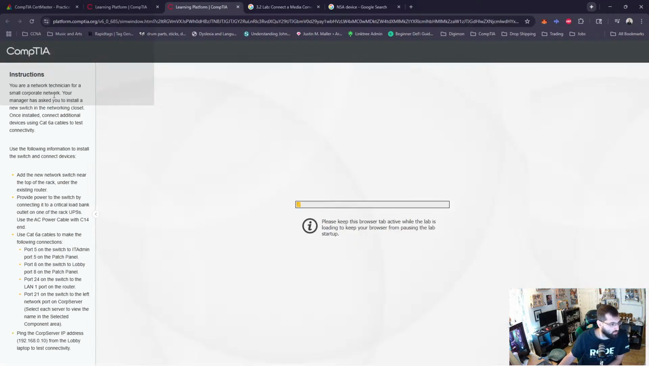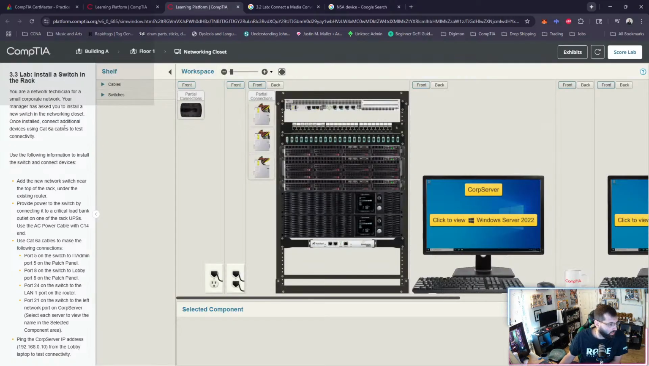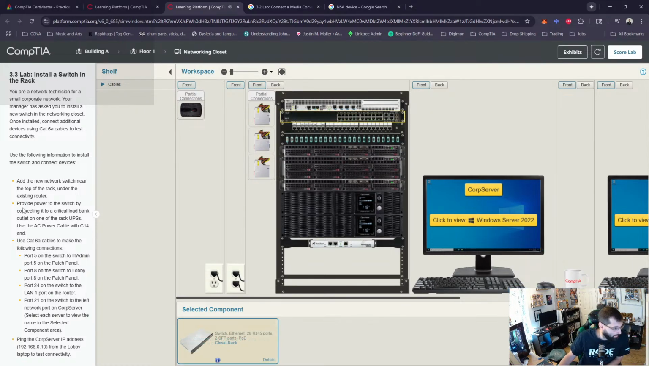You are a network technician for a small corporation. Your manager has asked you to install a new switch in the network closet. Once installed, connect additional devices using Cat6A cables. Use the following information to install. So we need to add a new network switch near the top of the rack. Added. Okay. Provide power to the switch by connecting it to the critical load bank outlet on one of the UPS. Use the AC power cable.